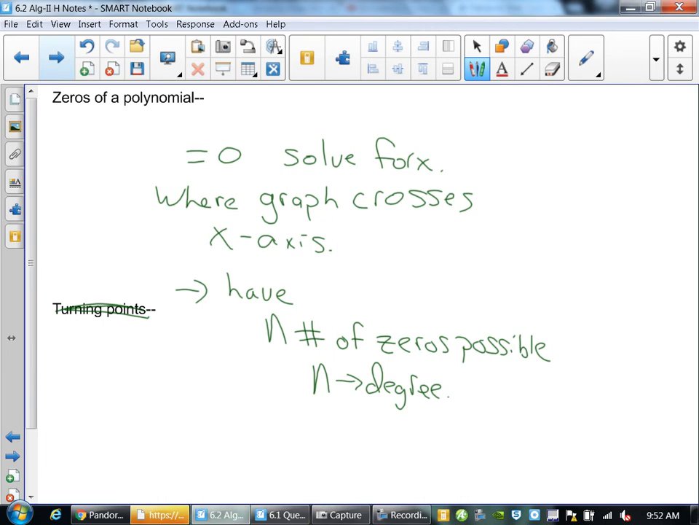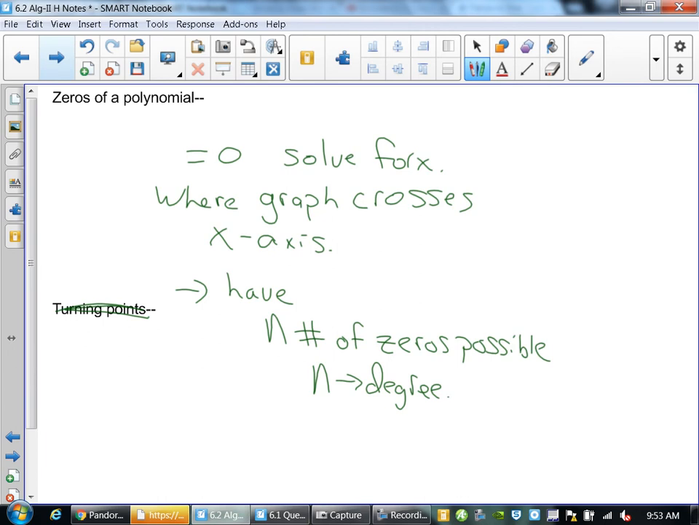You could have no zeros. It could be an imaginary zero. But like I said today, we're going to look at more of the real stuff. So if the n is the degree, that tells you the total possible zeros that you could have. So if you have a third degree polynomial, how many possible zeros could you wind up with? 3. If you have a fourth degree polynomial, what could you have?